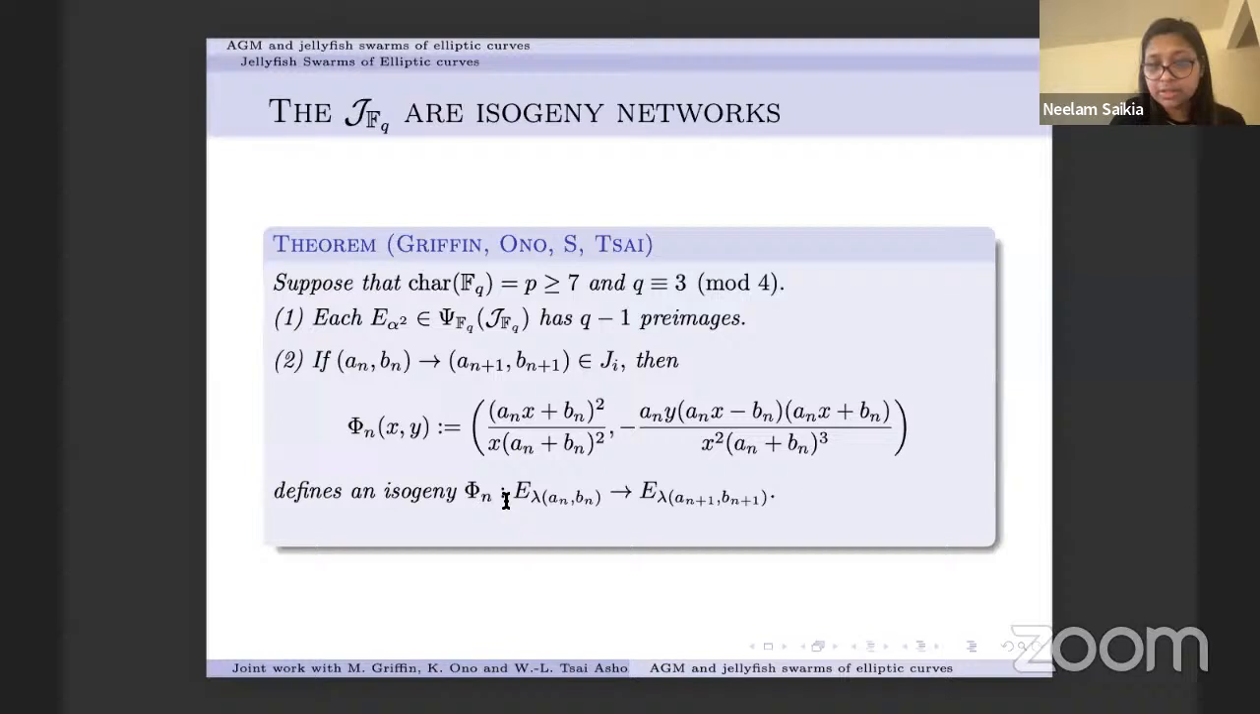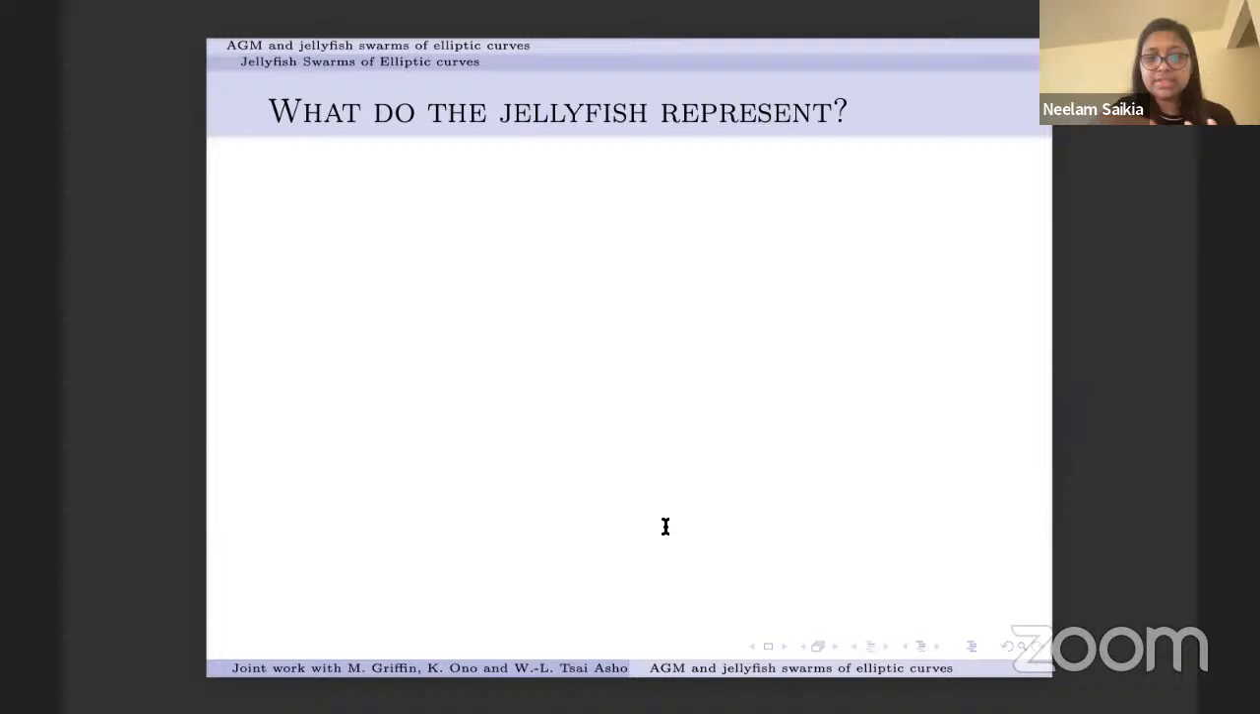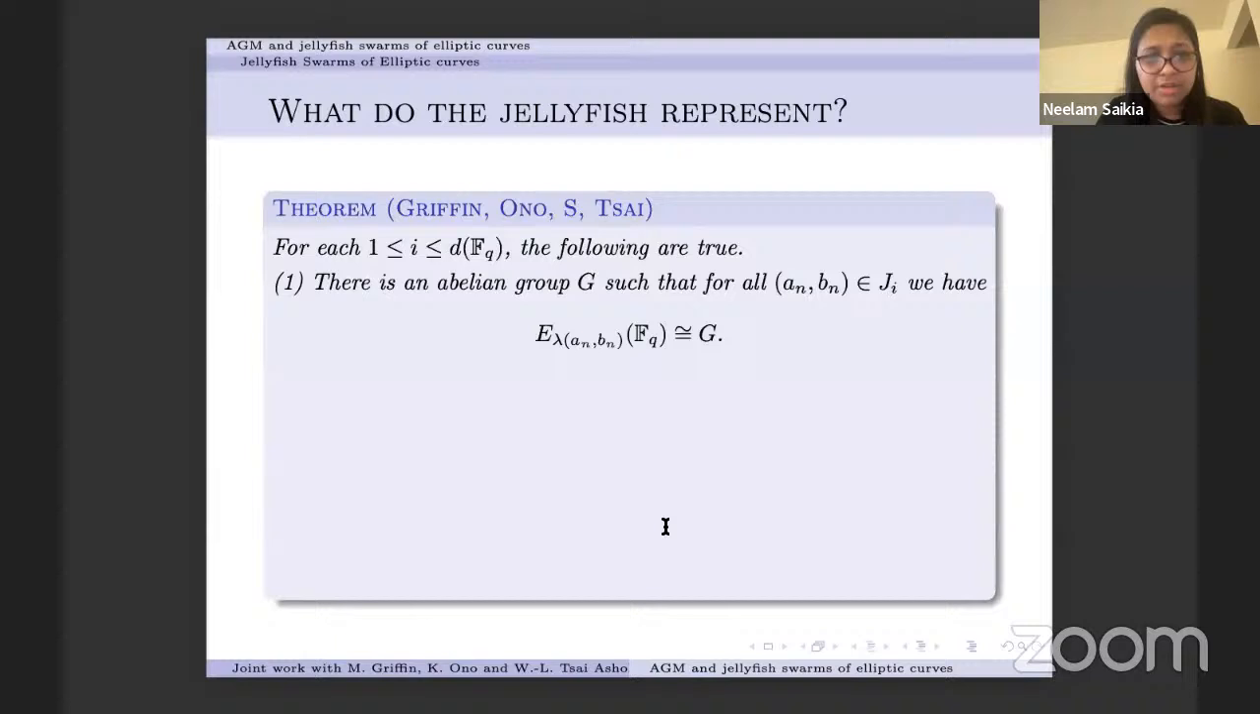So those arrows are not just simple maps, they are isogenies. And the kernel of psi_n contains two elements, the identity and (0, 0). So now, from the jellyfish, we have an isogeny network of elliptic curves. That's why we say that the AGM sequence is somehow a device for organizing an isogenous network of elliptic curves. Now there are some theorems that we prove.